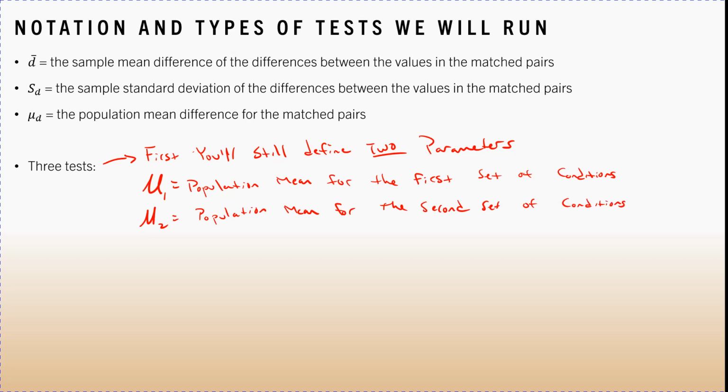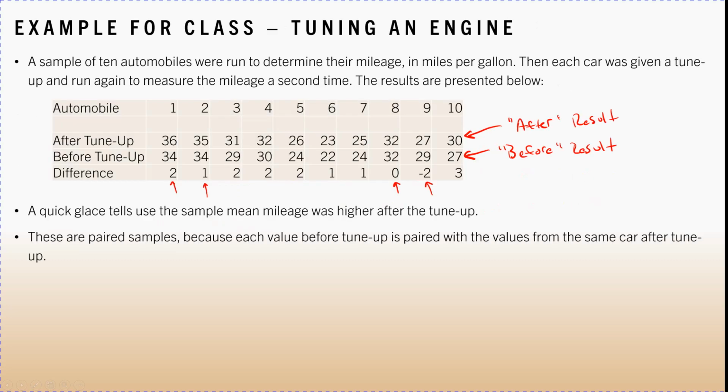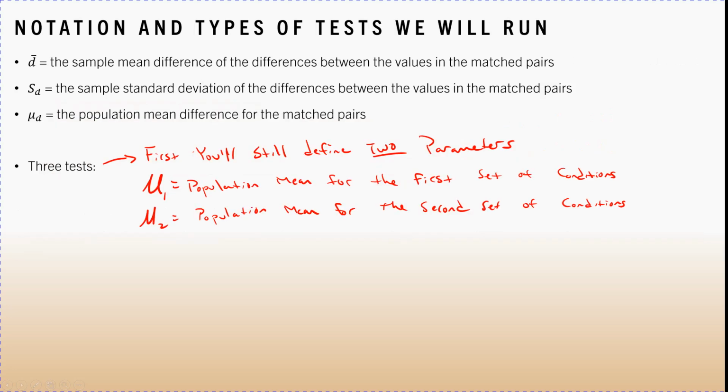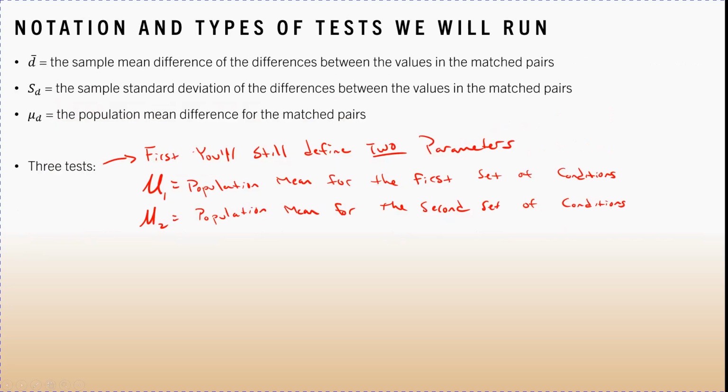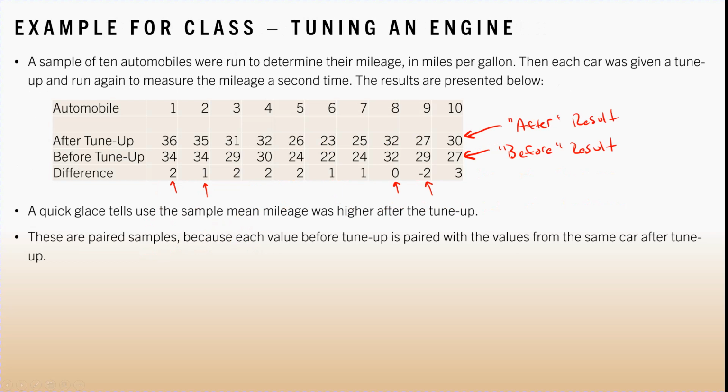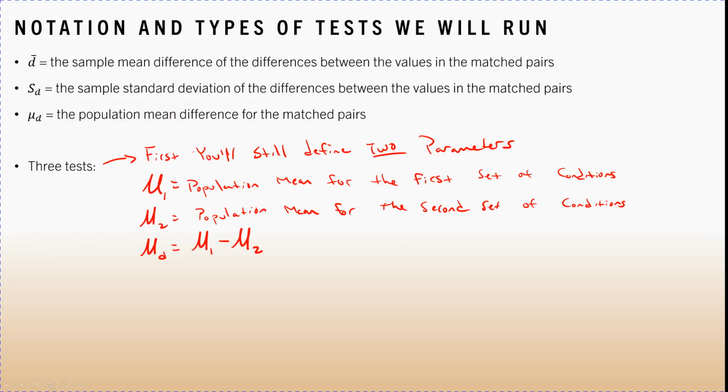So for example, in our first problem here, mu1 will be our after result. It'll be the population mean miles per gallon after a tune-up. And mu sub 2 will be the population mean miles per gallon before a tune-up. Then we define mu sub d, the difference, as mu1 minus mu2. We subtract them, and that's how we get the difference right here. All right, so the 3 tests we'll run.